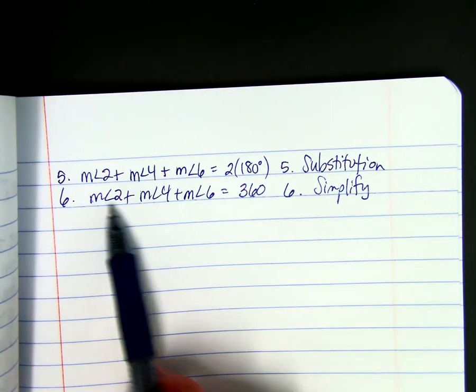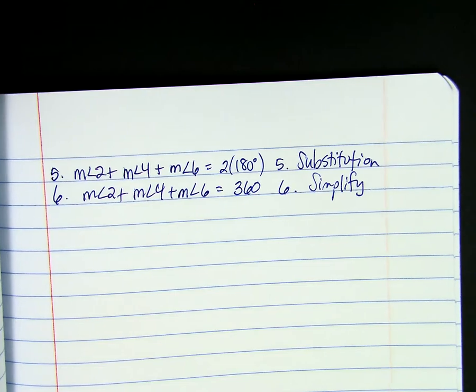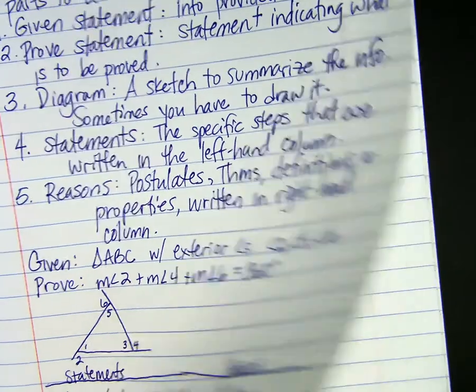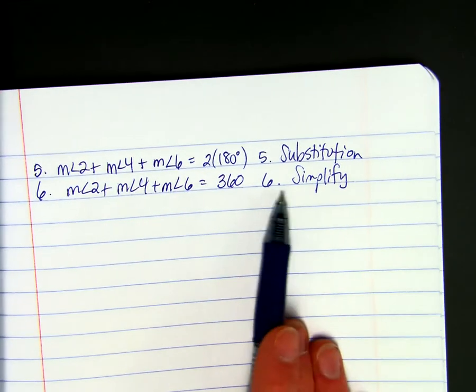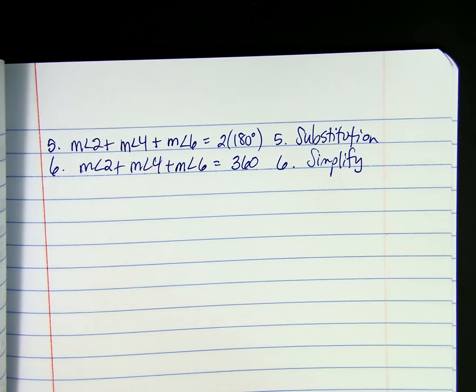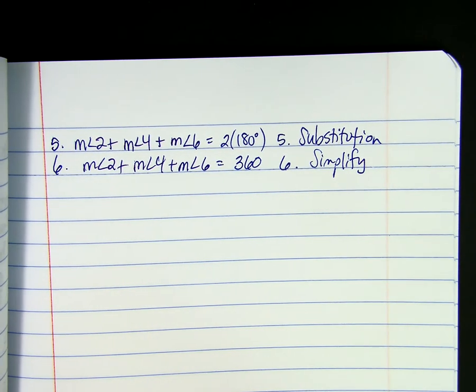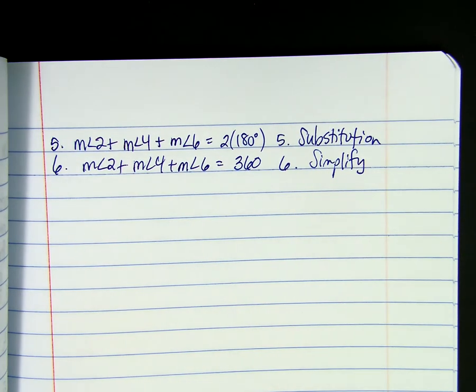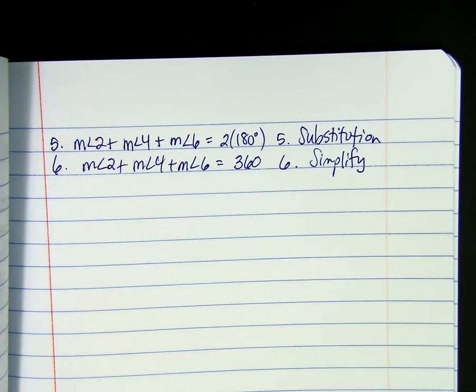Which you can see, my final step looks just like what it said on the other page where it said prove this. So I got to that point by using postulates, theorems, definitions, and properties. So these would be considered properties. So I'm going to stop the lesson there.